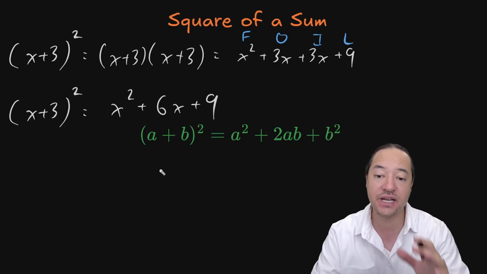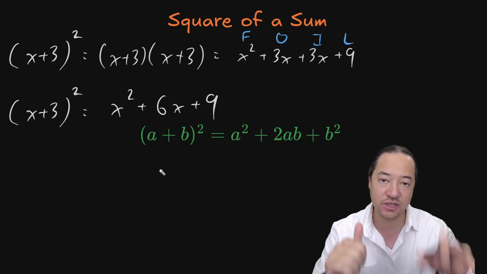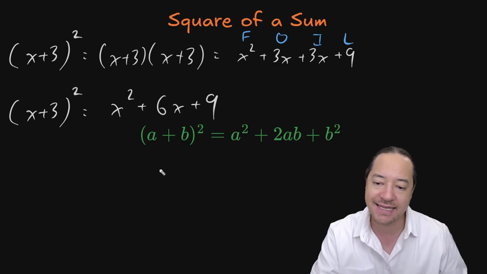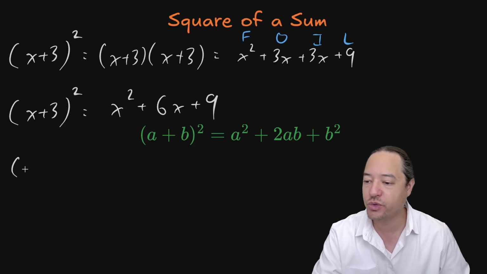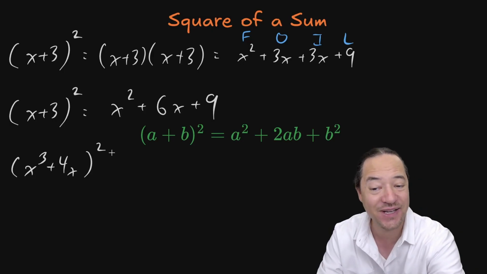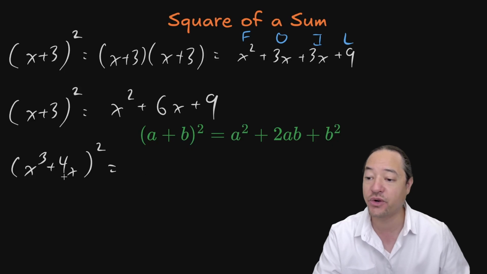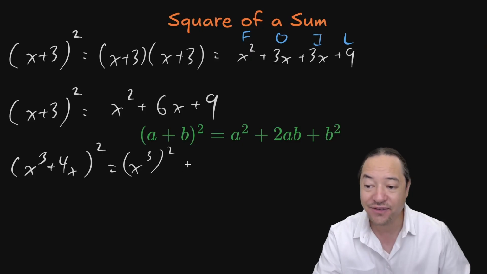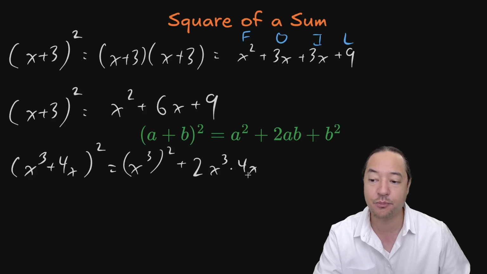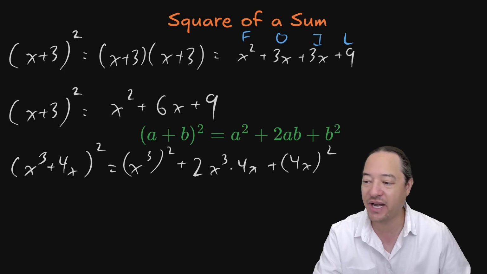It's going to be a very, very common thing because you're just taking some binomial and squaring it, right? Let's look at an example problem here. How about we take x cubed plus 4x and we square that, okay? So remember, this a and this b can be anything, okay? That can be anything at all. So if we follow this rule, what we're going to get is a squared, so that's x cubed squared, right? And then we're going to get a 2 times a times b. And then we're also going to get a b squared. So that's 4x quantity squared, just like that, okay?